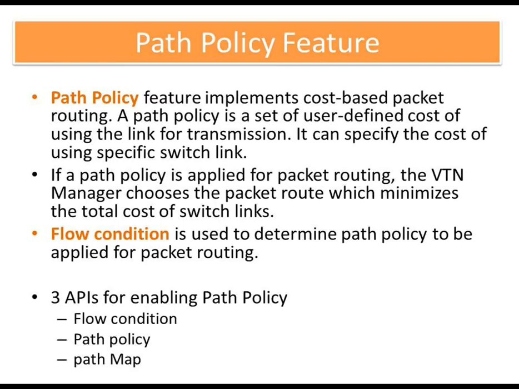A path policy is a set of user-defined cost of using the link for transmission. It can specify the cost of using specific switch link. If a path policy is applied for packet routing, the VTN manager chooses the packet route which minimizes the total cost of switch links. Flow condition is used to determine path policy to be applied for packet routing. VTN manager provides three APIs for enabling the path policy feature. First one is the flow condition API, second one is the path policy API, and the third one is the path map API.